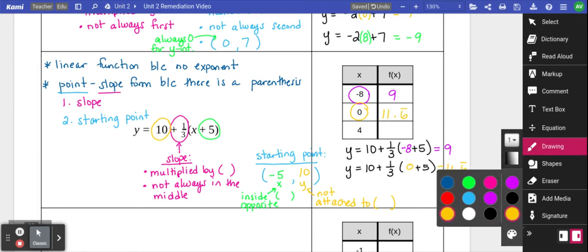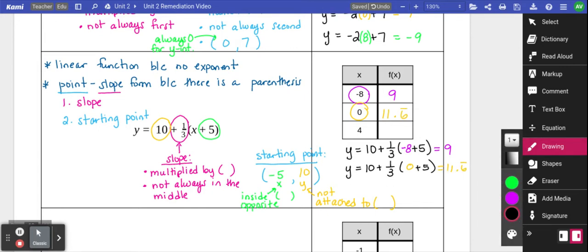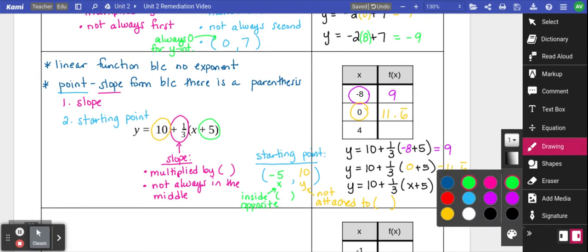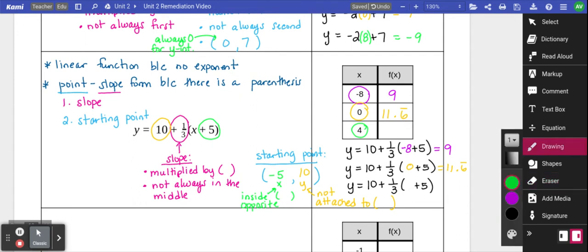The last thing that I would do is I would again copy this equation, y equals 10 plus 1/3 times x plus 5. And I would just replace that number with the number 4. So I'm going to erase the x and I'm going to put the number 4 there instead. When I do that, I should get 13 as my answer, and that would go in this box right here.